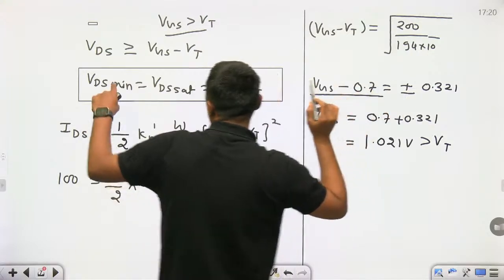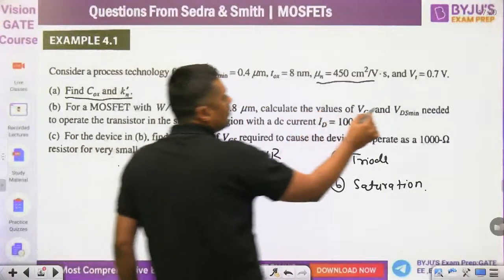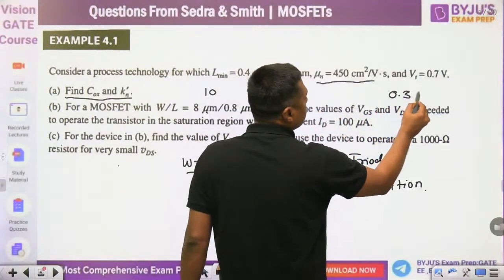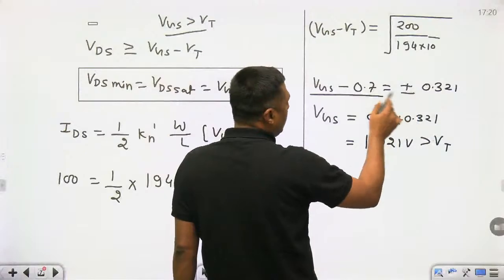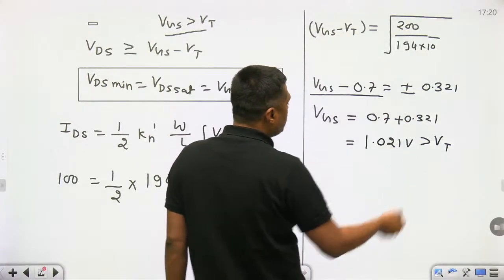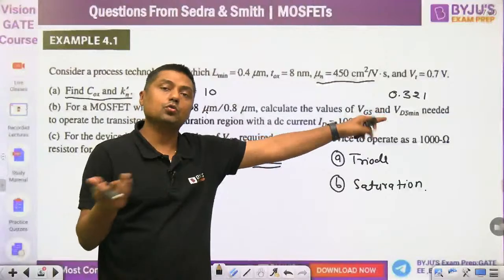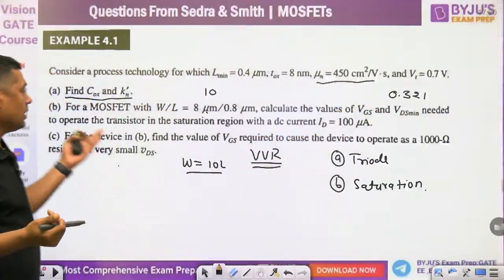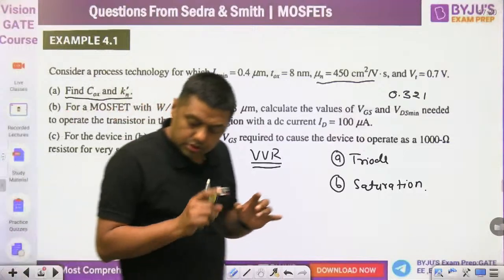So first answer, what is the VDS minimum required for saturation? 0.321. Then what is the VGS required? 1.021. That is the answer for this question. Very, very simple.